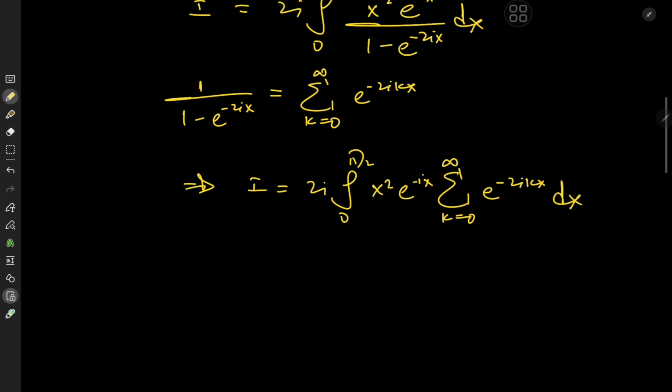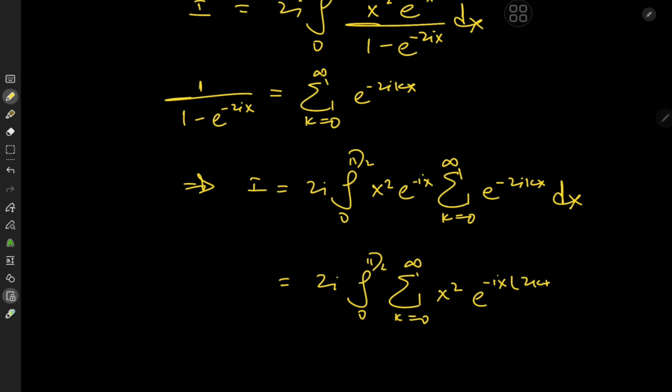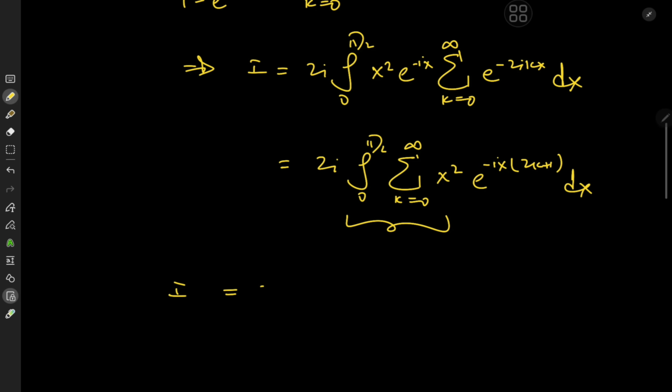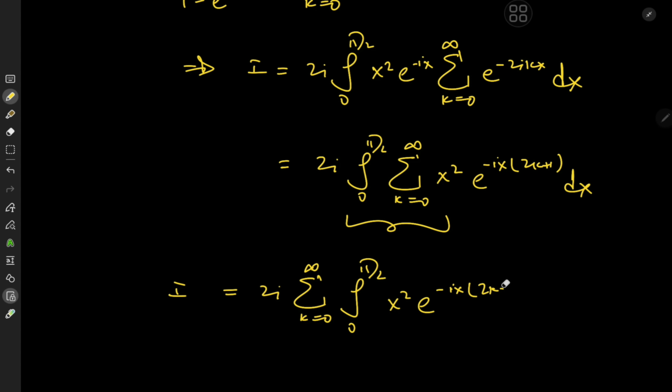Now these terms out here are of course independent of the index variable k, so we can take them inside and multiply, by which we have 2i times the integral from 0 to pi over 2, sum over k from 0 to infinity, x squared, and on multiplying the exponentials, we have e to the negative ix times 2k plus 1 dx. We'll now switch up the order of the integration and summation operators to get I equal to 2i times the sum over k from 0 to infinity, integral 0 to pi over 2, x squared e to the negative ix times 2k plus 1 dx.